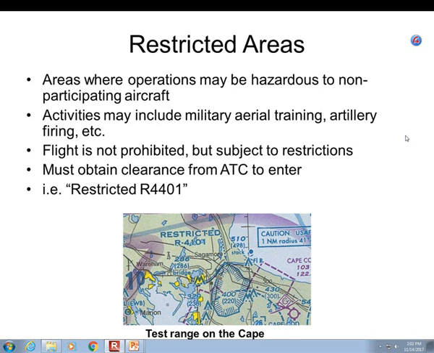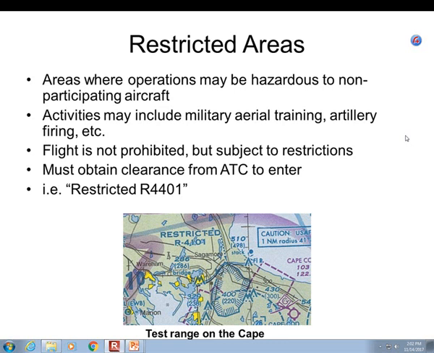Which is why the air traffic controllers know who's in there. So they know when the area is hot. Saying that the restricted area is hot means that somebody's in there doing it. And if the restricted area is hot, they're not going to let you in. Pretty much all it's because somebody's flying around in there doing something.